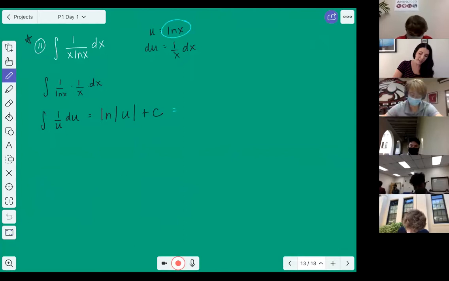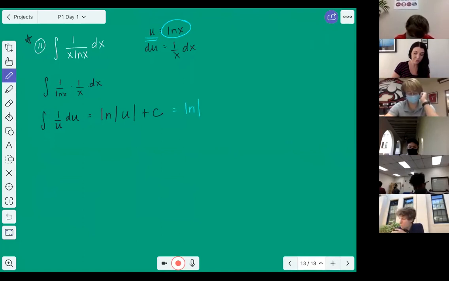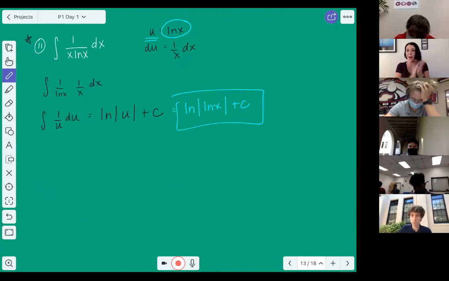Yes, so now because we don't have bounds, we do actually need to go back to our u and sub back in whatever that was with respect to x. So that means, JJ, say that again, we're gonna get ln of what? So ln of the absolute value of ln of x plus c. Perfect, exactly right. Nice job.